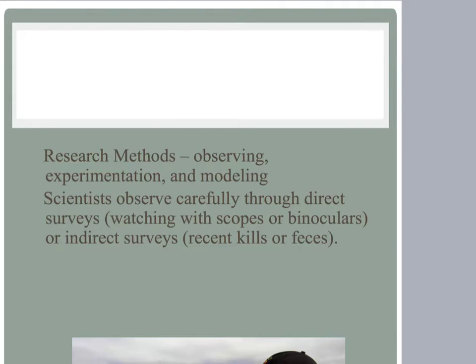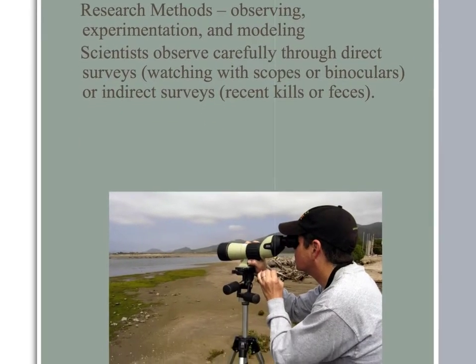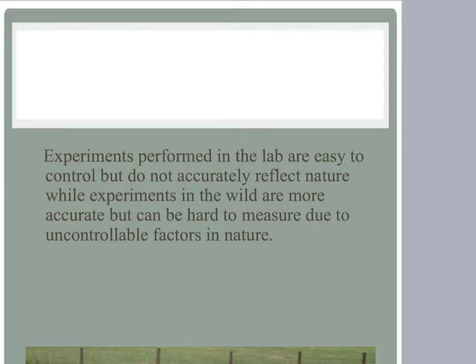Now, a scientist might use research methods such as observing, or he's the scientist in this example here. He might experiment. He may use models. So he also might look at recent kills or feces, meaning if he's walking around in a forest and he's studying that area, he's going to notice if there's any carcass of an animal, and he could notice how long ago it was there. Or if he sees any poop on the ground from the animal, he's going to know how long it's been since he was there.